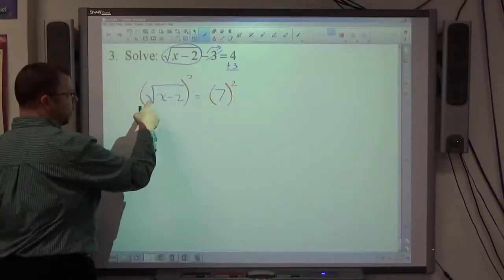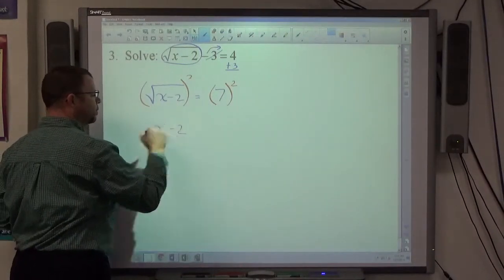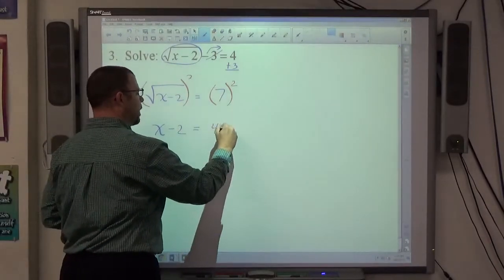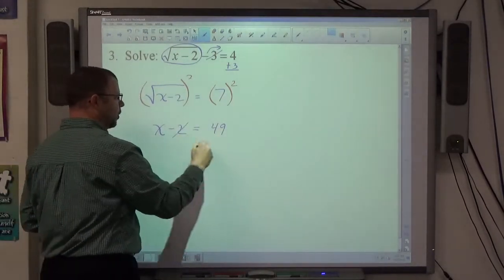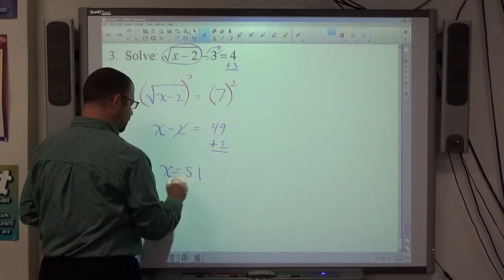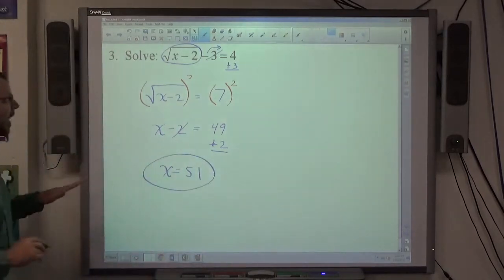In doing that, squaring a square root just gets rid of the radical. So square root of x minus 2 squared is just x minus 2. 7 squared is 49. And then if x minus 2 equals 49, we add 2 to both sides. We're going to get x is equal to 51. That represents the candidate for the right answer.